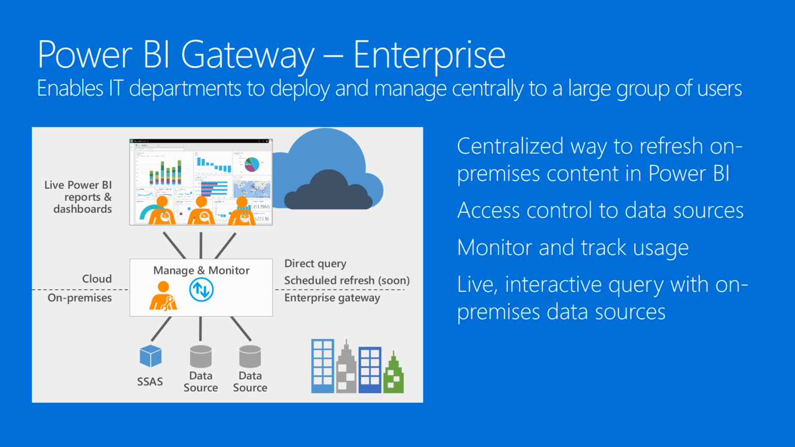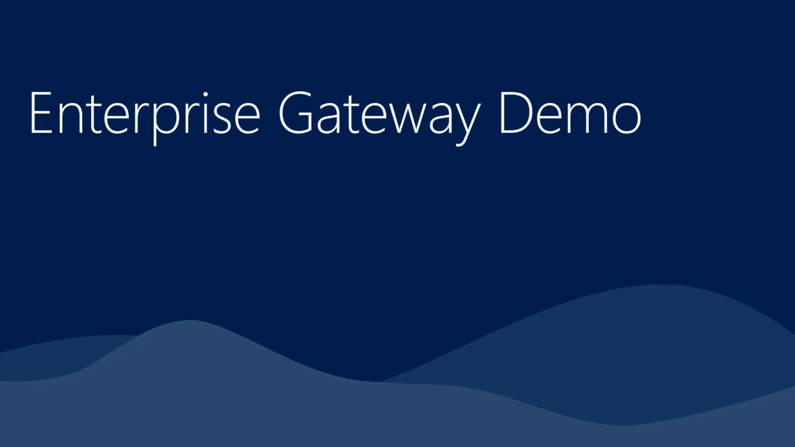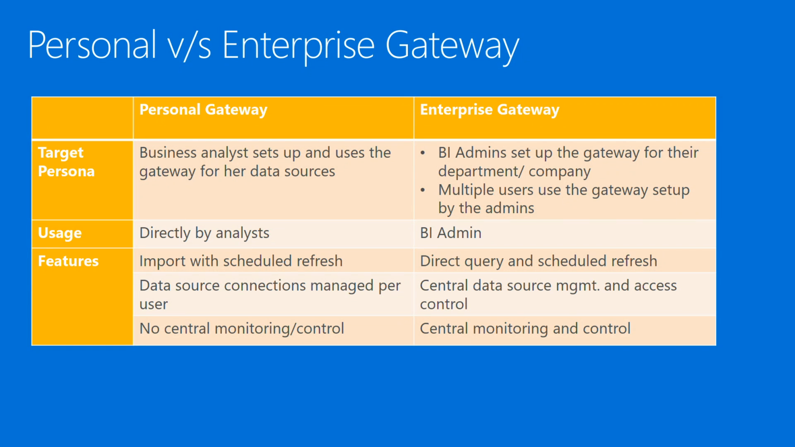So as we mentioned, the enterprise gateway, the main difference is it's centralized. So one user can control who is the admin and who gets to use that data source. Another difference is one of the features. As I mentioned, in the personal gateway you can use scheduled refresh, but with the enterprise gateway, you also get to choose direct query in the 4 different data sources, as I mentioned, and we're adding more and more data sources to that list.